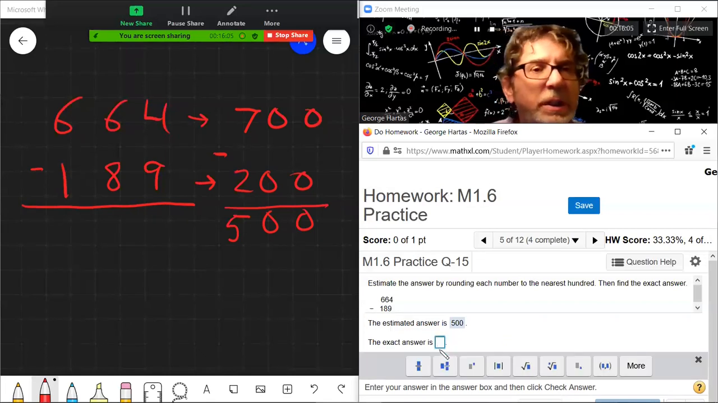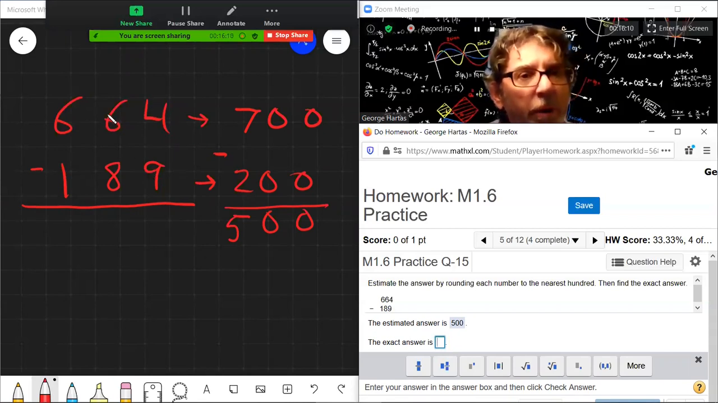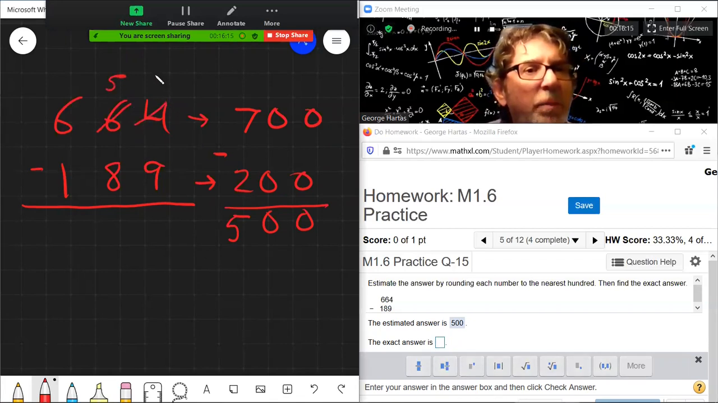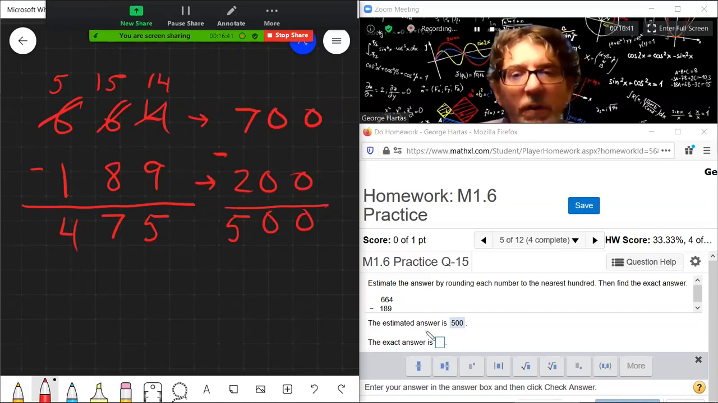The exact answer is, well, 4 minus 9. We cannot do that, so we've got to borrow from this digit. So the 6 becomes a 5. The 4 becomes a 14. 14 minus 9 is 5. 5 minus 8, we can't do that. We've got to borrow from the next digit over. 6 becomes a 5. The 1 from here comes next door and makes this a 15. 15 minus 8 is 7. And then 5 minus 1 is 4. So the exact answer is 475.